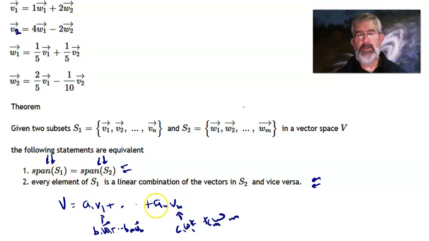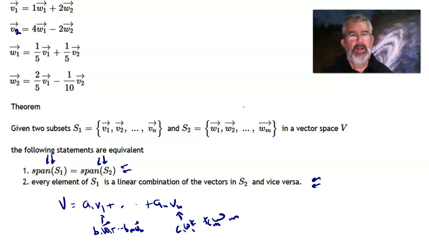So anything that's in the span of S1, so anything that can be written as a linear combination of v's, could then be written as a linear combination of w's, because all the v's are linear combinations of the w's. Likewise, anything in the span of S2 is a linear combination of the w's, but if each w is a linear combination of the v's, then you've got this big linear combination of v's, and you're in the span of S1.